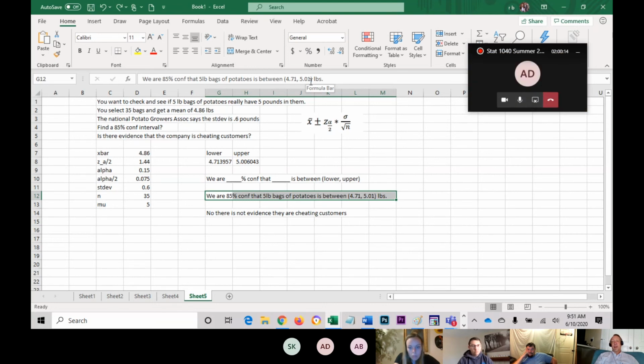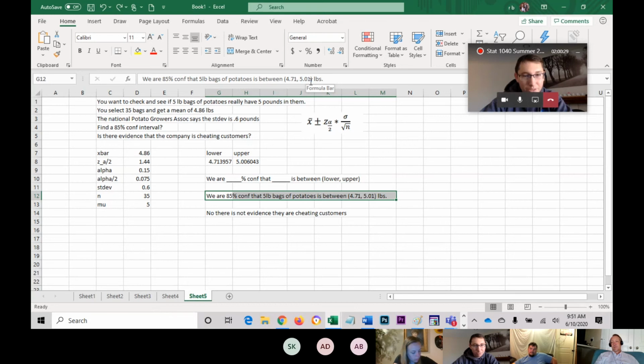Now, what would happen to your confidence interval if you change it from 85 to 90? Would there be evidence, or would there still not be evidence? Wouldn't there still be no evidence because your margin of error would get bigger? Your margin of error would get bigger, and so it would be more than 5 pounds.